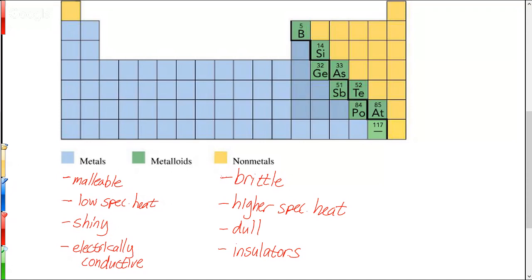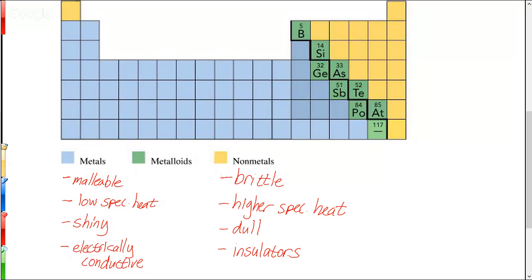If you had to guess. Like, okay, let's just pick a property. Let's take the last one. So we say metals are electrically conductive, nonmetals are not electrically conductive. What do you think metalloids are? Yeah, they're like in the middle, right? So metalloids pretty much are in the middle of all these properties. They have some characteristics of one and some of the other.